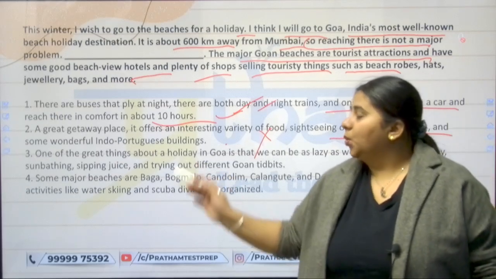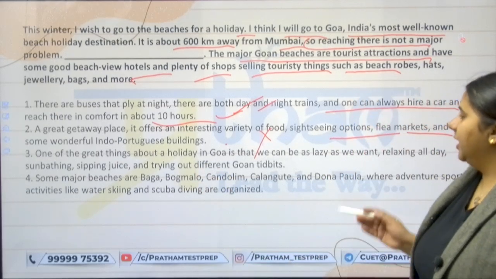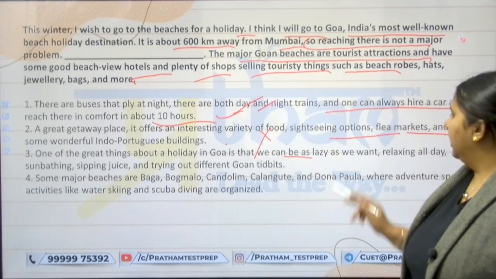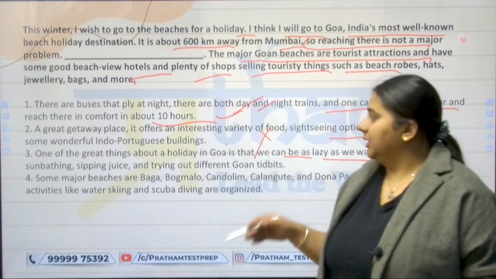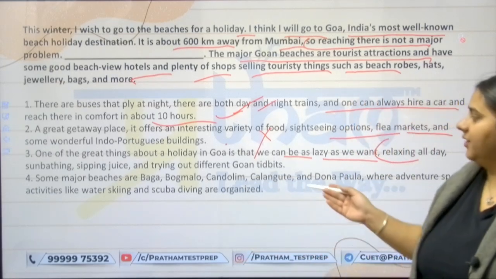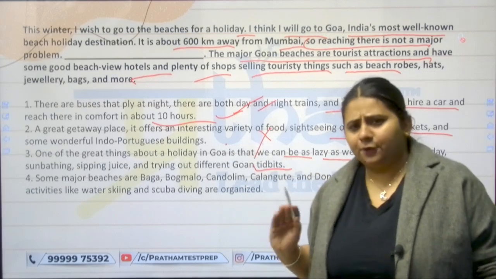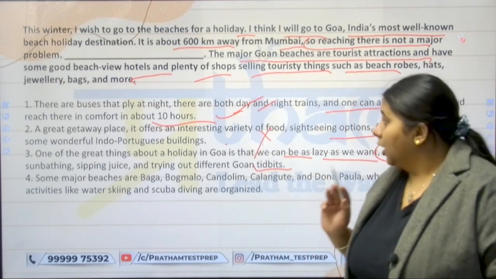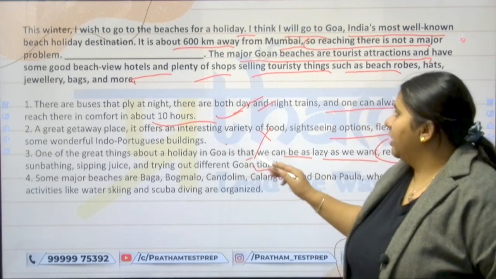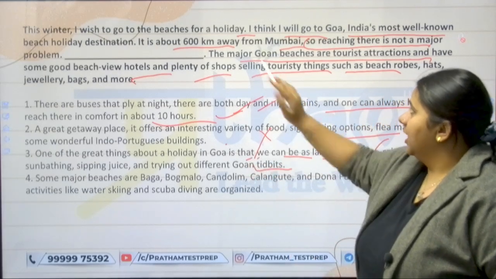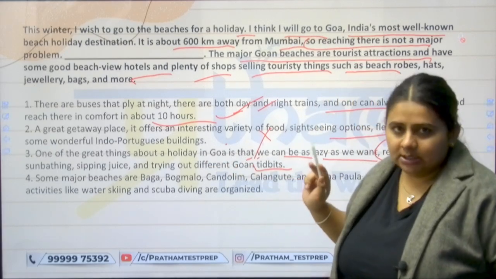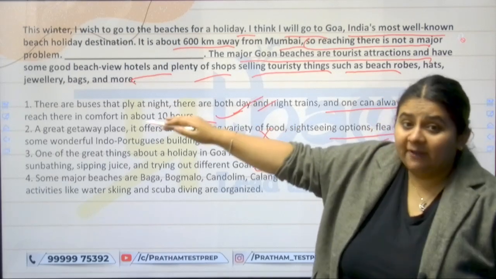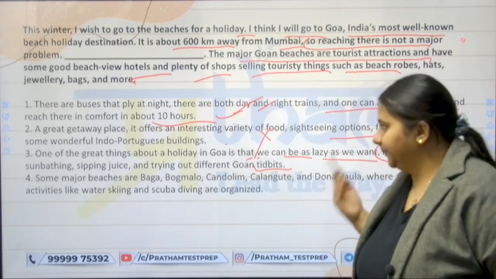C says, one of the great things about a holiday in Goa is that we can be as lazy as we want, relaxing all day, sunbathing, sipping juices, and trying out different Goan tidbits. Of course, it relates, makes a lot of sense, but don't you think, guys, this point fits after this? Major beaches and these things are there, and also one of the great things could be this, right? So, इसके पहले fit नहीं हो रहा है, it fits after this.